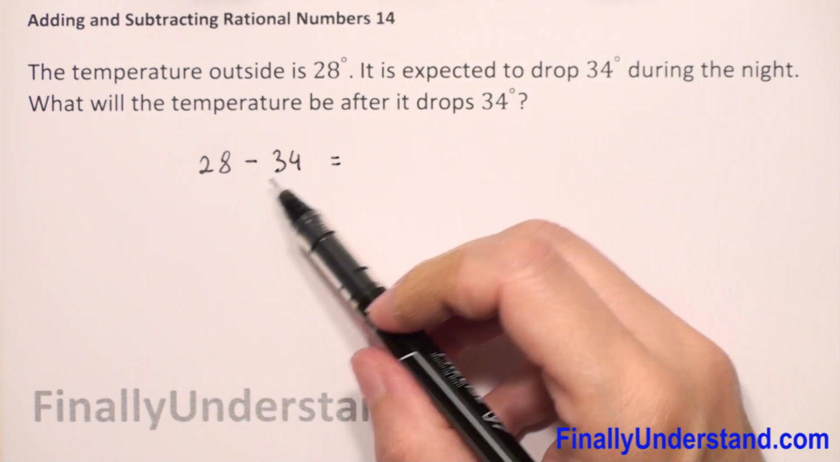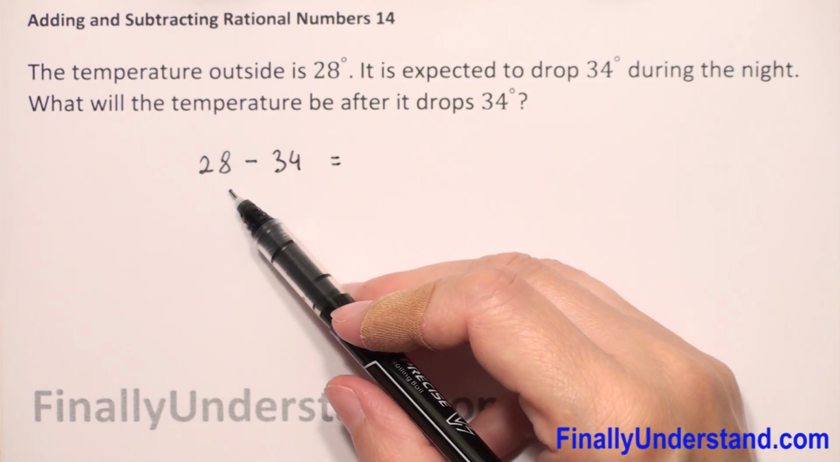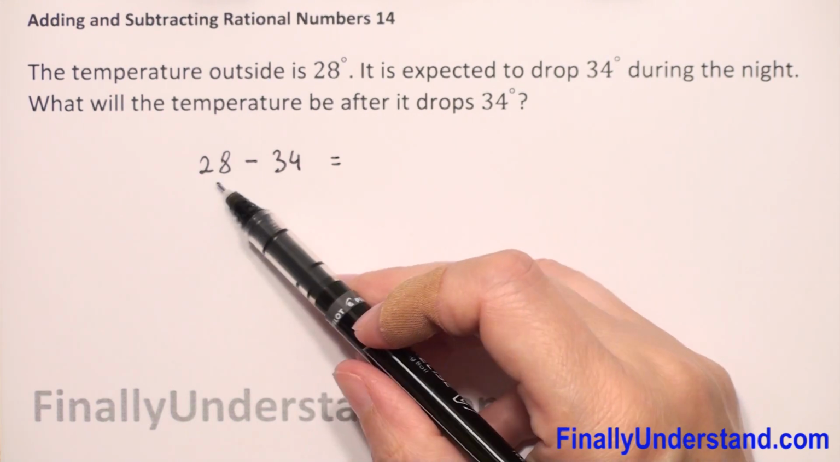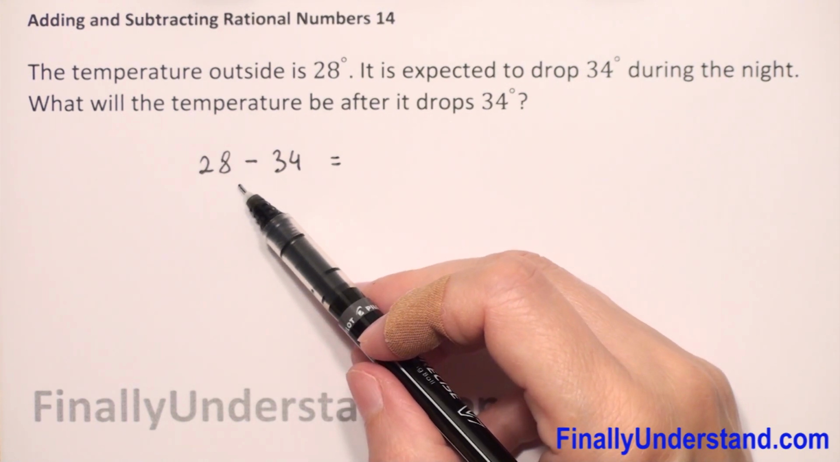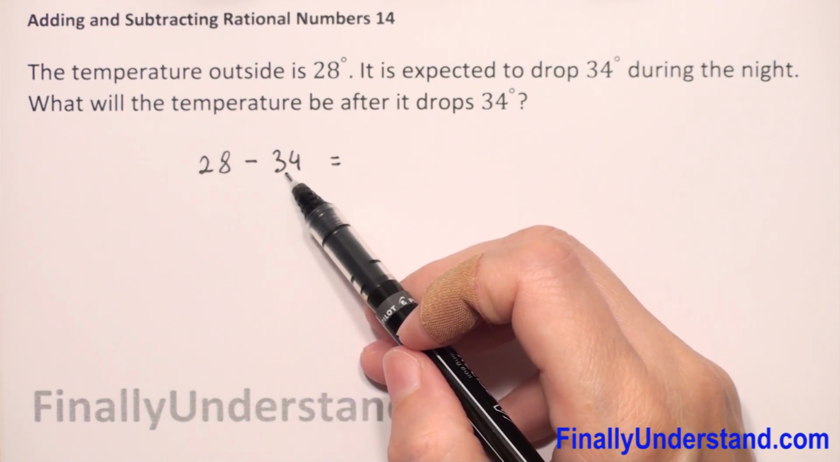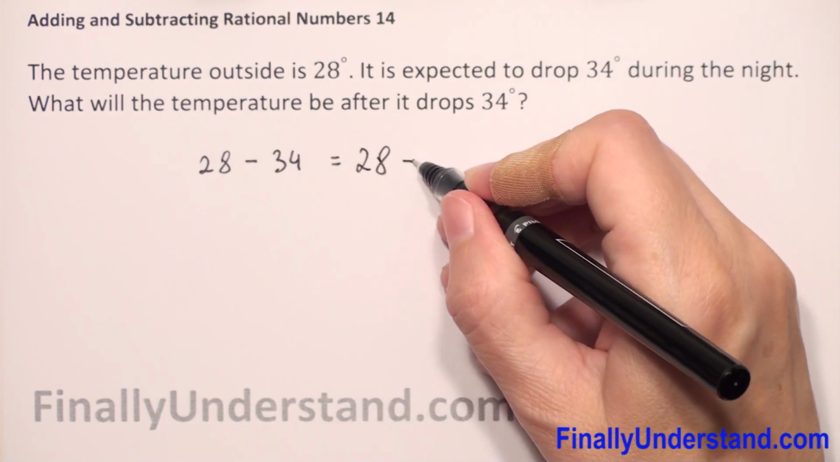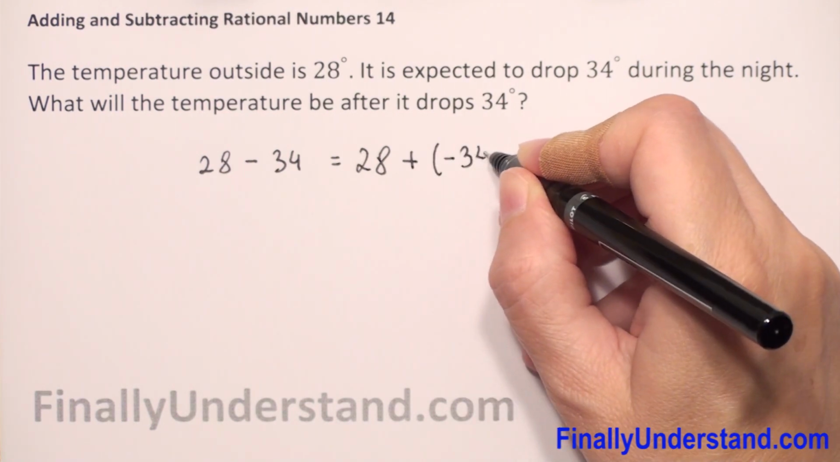And now when we have subtraction of two numbers, and the first number is smaller than the other, we then can change the subtraction to addition of the opposite. So 28 we copy, we have plus, the opposite of 34 is negative 34.